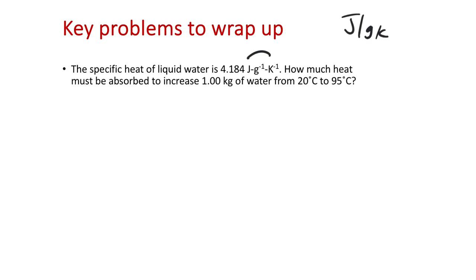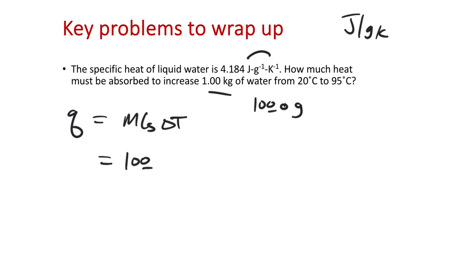And so our thought here is just a plug and chug into the q equals m c_s delta T equation. And so our c_s is in joules per gram Kelvin, so I'm going to convert this mass here to grams. So I have 1,000 grams. If I'm tracking sig figs, that's 1,000 grams with 3 sig figs, times my specific heat, 4.184 joules per gram Kelvin. And then I can do this conversion a couple different ways. I'm going to do it this way here.